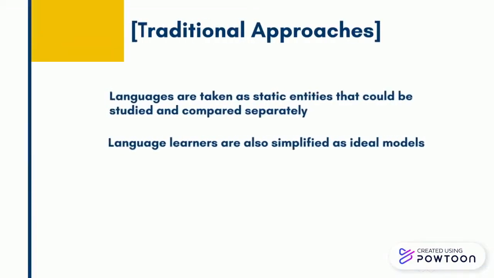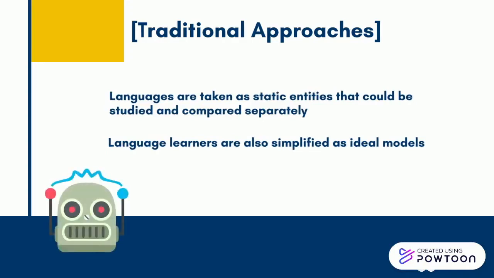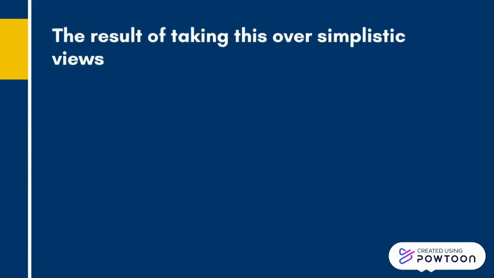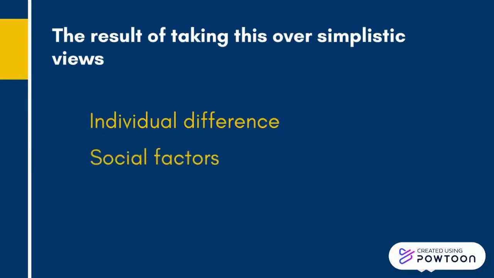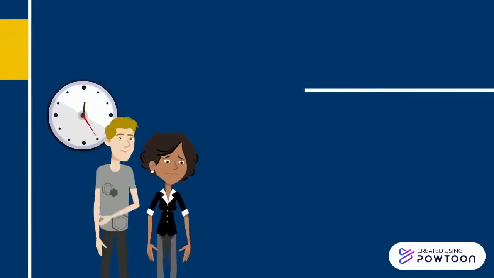For example, languages are always taken as static entities that could be studied and compared separately. Also, language learners are simplified as models for study. They are taken as pre-programmed machines. It is believed that if given enough input, a planned result could be expected. By taking this oversimplistic view, learners' individual differences and social factors that are at play and interacting in the process are usually ignored. The result is rigid teachers reading boring textbooks.